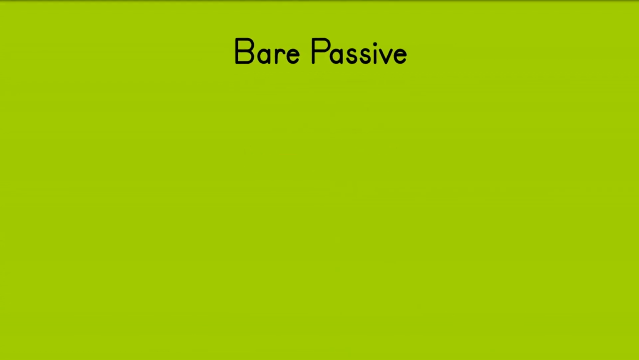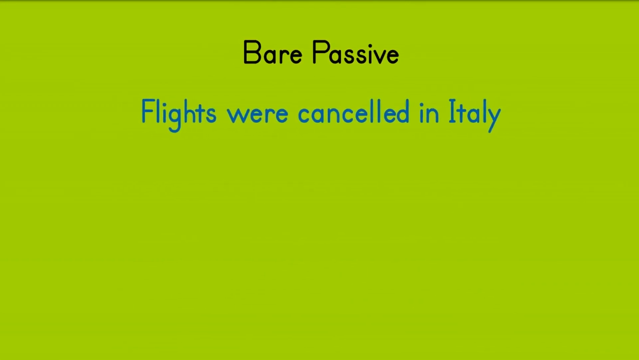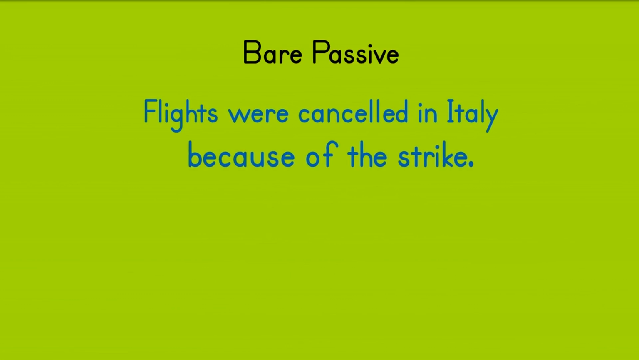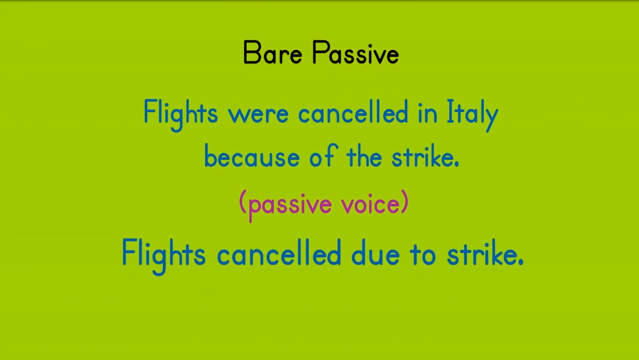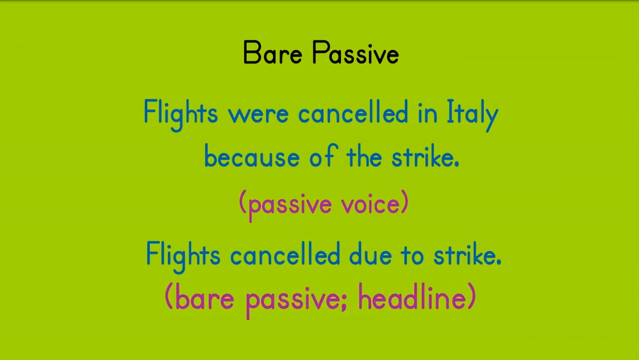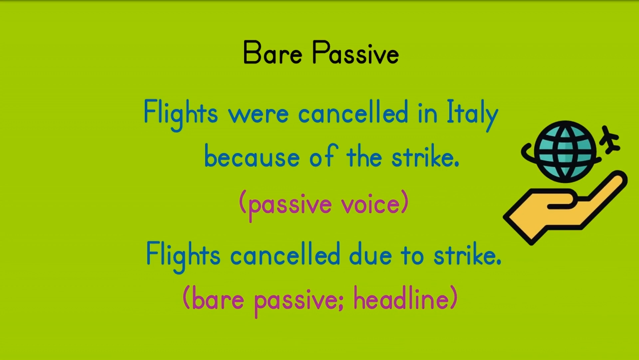A bare passive clause is similar to a result passive clause, but the passive auxiliary verb, to be verb, is omitted. The bare passive is often seen in news headlines, and it is used as a way to get readers' attention and draw them into the accompanying article. In the example, "Flights cancelled due to strike," this is a bare passive as a result of omitting the to be auxiliary verb, that is, were, from the sentence. The effect is a further emphasis of the action, and its effect on the passive subject, flights.